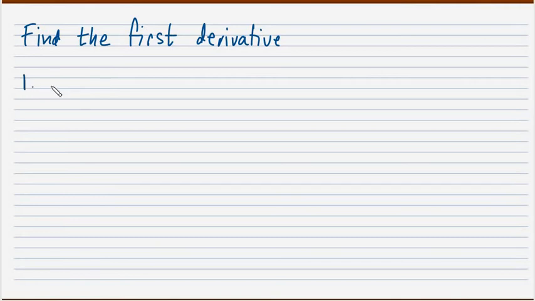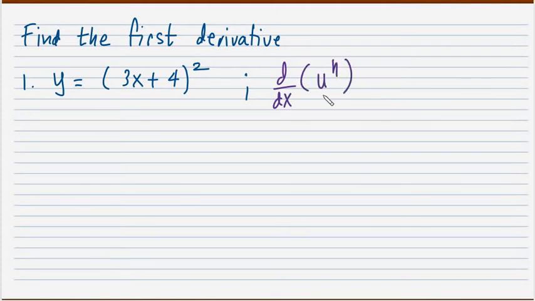So let's say we have y is equal to (3x plus 4) squared. Okay, so if we apply our general power formula, let us just write it down first. The derivative of u raised to n, wherein u is a function of x, is n u raised to n minus 1 times the derivative of u with respect to x. Okay? So in this case, our u is 3x plus 4.